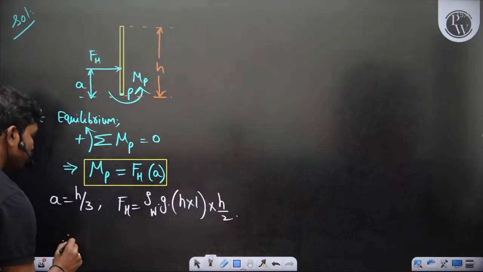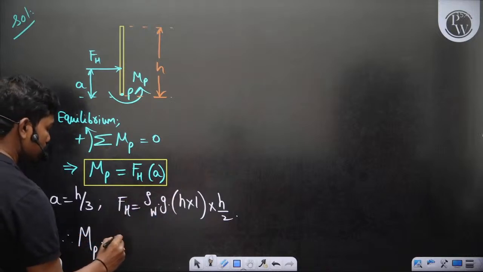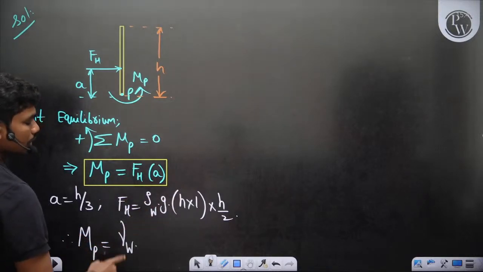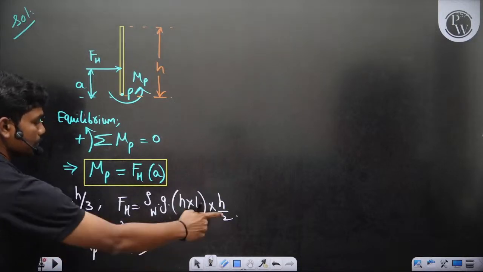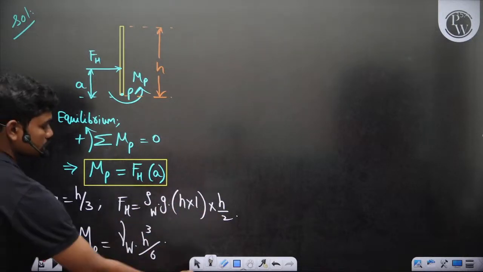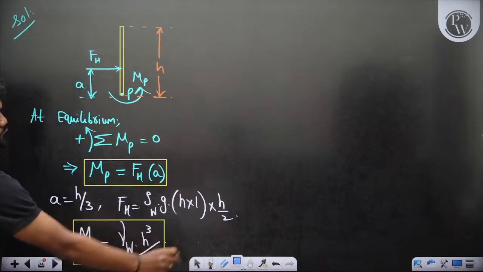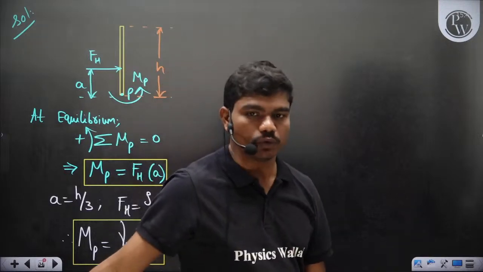So therefore the moment about the point P is equal to this, gamma_w, because rho g is specific weight, gamma_w into h square by 2 into h by 3, that is h cube by 6. So this is the moment about the point P: specific weight into h cube by 6.